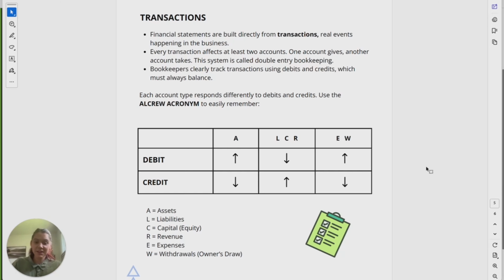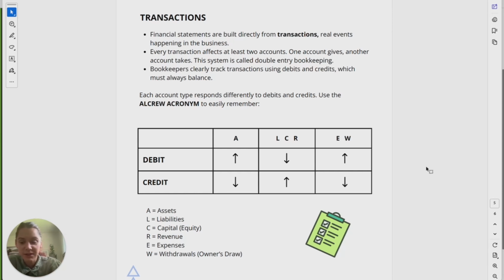The one nice thing about accounting software these days is it forces you to make them balanced. It won't let you hit the button if they don't. Depending on the type of account is how it's going to react when you either debit or credit that account. Some accounts, when you debit them, increase, and some decrease. I'll show you what I mean as we go through this. But a really easy acronym that I like is ALCREW, and it's an easy way to remember how the different accounts react to debits and credits. If you haven't seen this before, it'll make more sense as we go through.